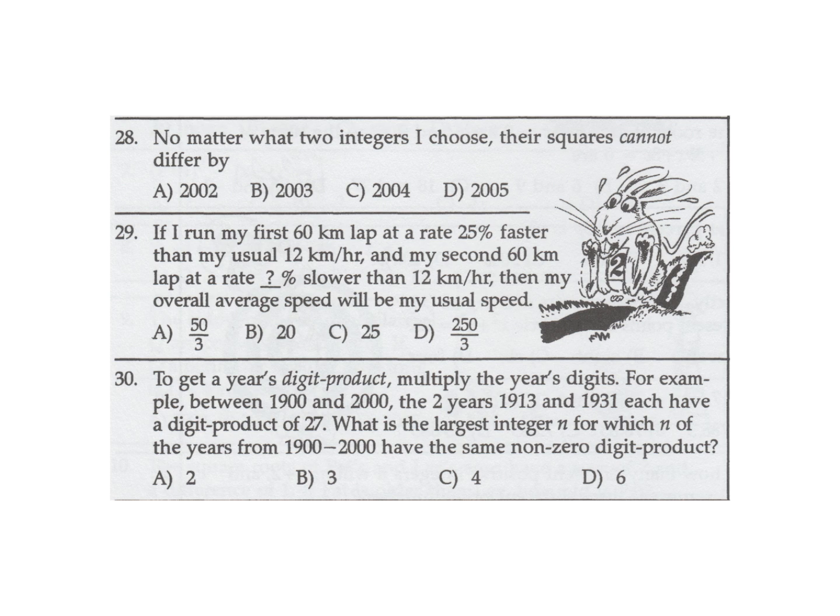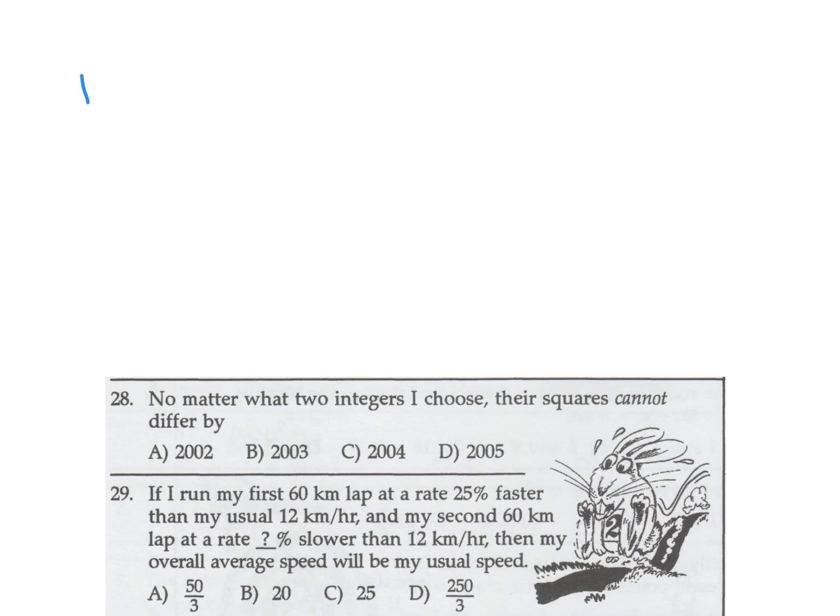No matter what two integers I choose, their squares cannot differ by. Okay. Well, for this question, we have to use something called parity. Parity means is something odd or even. So if we have two numbers and we want the difference of their squares, the difference of their squares. So if we factor that, we get a minus b times a plus b, right? So we have to look at a and b and see what their parity is.